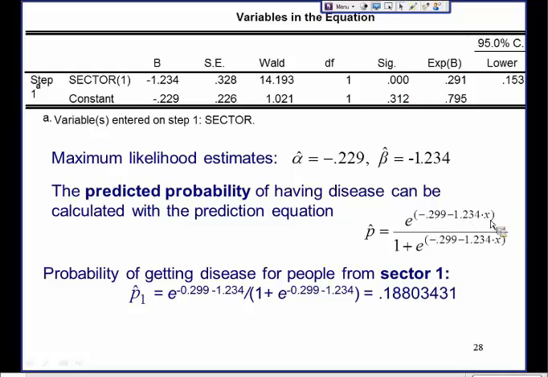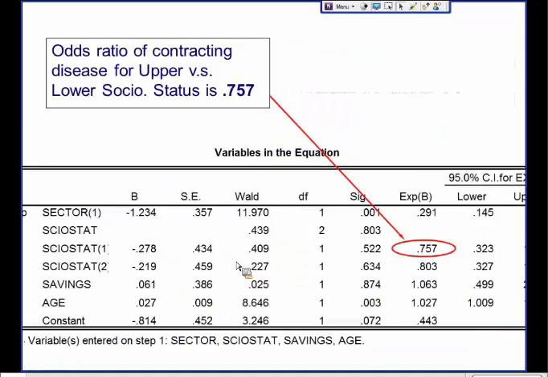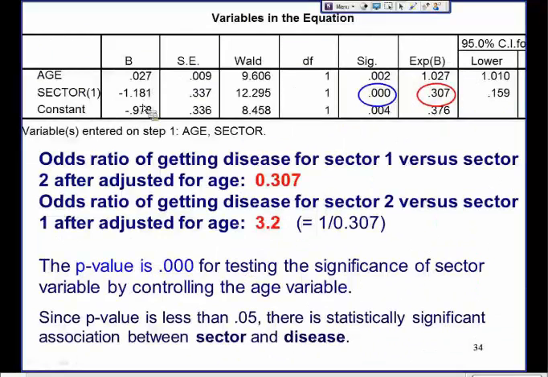This is a situation that had one predictor. If you have more predictors, you have to extend this one. So for this particular example, you're going to have negative 0.978 minus 1.181 times the sector variable plus 0.027 times the age variable. For that exponent, you've got to have that whole long expression. Then now, since the p-values for these particular factors are significant, you can interpret these. EXPB means odds ratio, right?